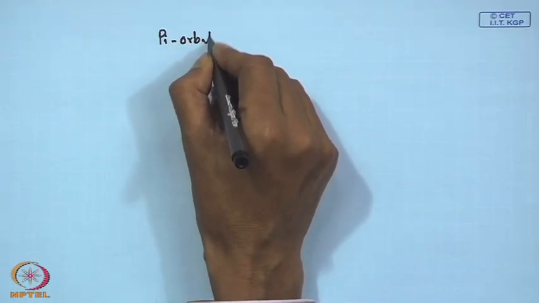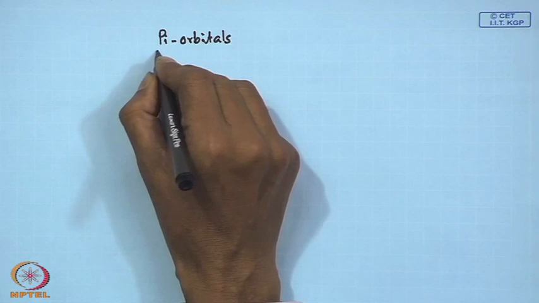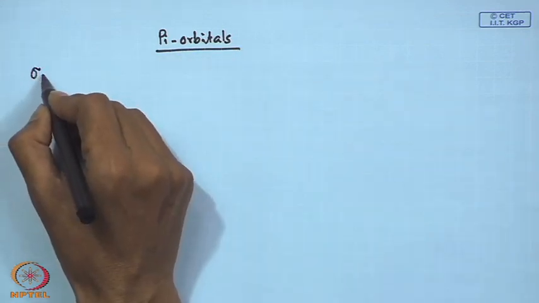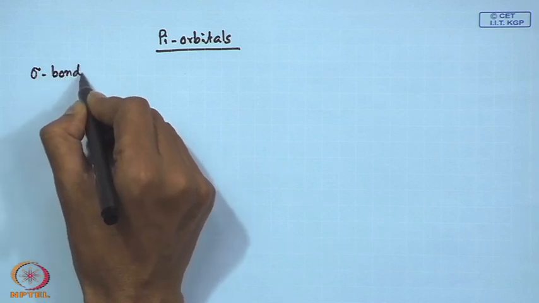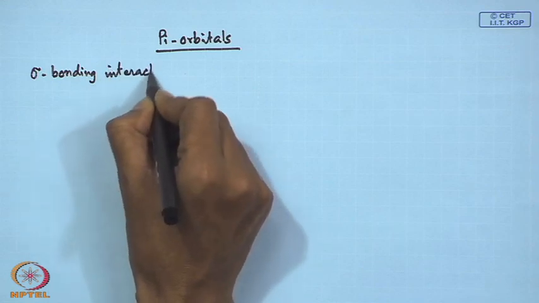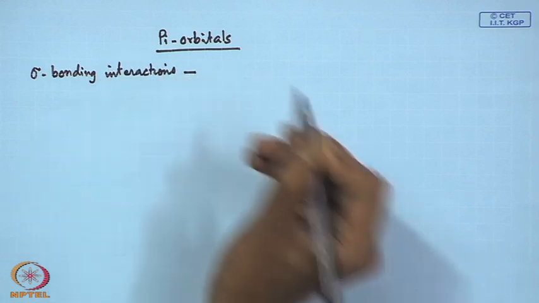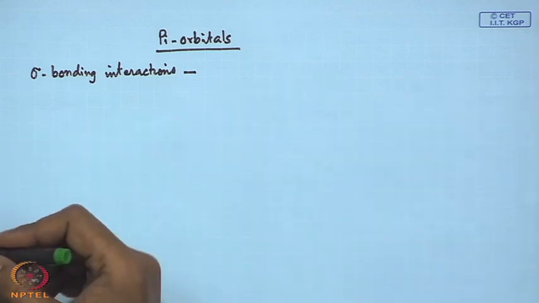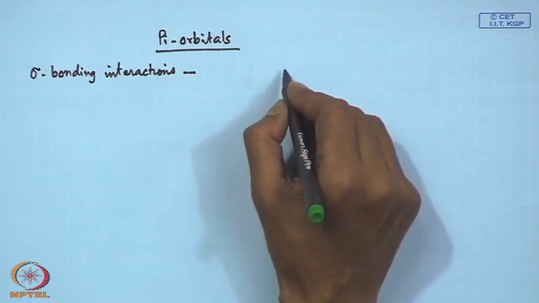Good evening, everybody. Today we will see how we construct the involvement of pi orbitals. In our last class, we saw that sigma bonding interactions were useful in certain sets of metal orbitals and the corresponding matching ligand orbitals.